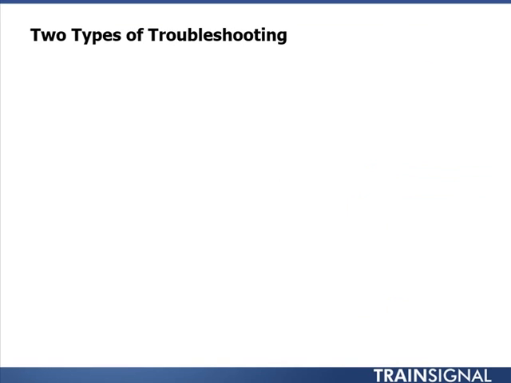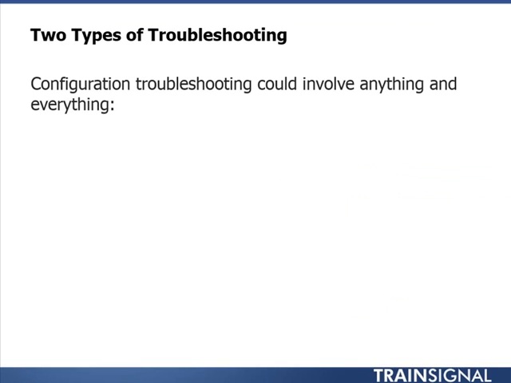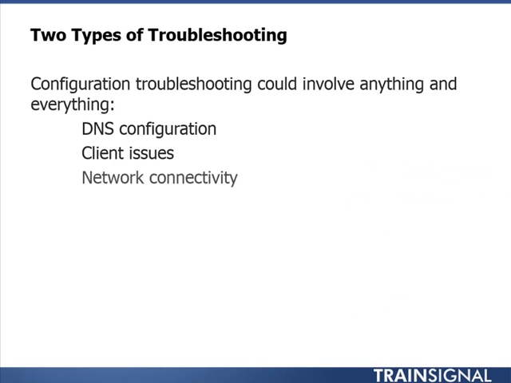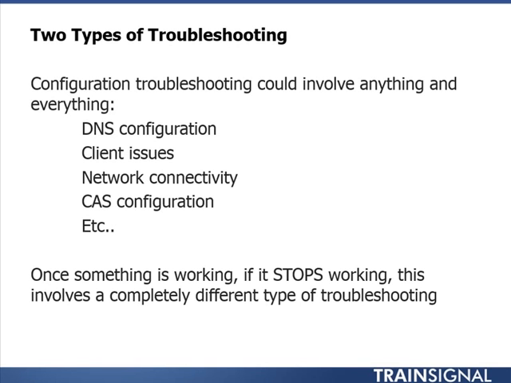In my opinion, there are two different types of troubleshooting. There's configuration troubleshooting, which could involve anything and everything. Perhaps DNS configuration, client issues. Maybe the client has the problem, and so you're looking at the server when in reality it's the client. Network connectivity, client access server configuration, and so forth. So with configuration, there's a lot of room for error. Once something is working, however, if it stops working, this involves a completely different type of troubleshooting.